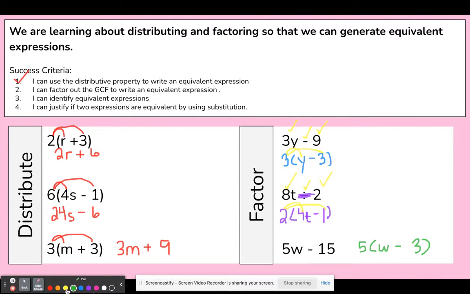Let's double check to make sure we didn't make a mistake. 5 times w gives me 5w. 5 times 3 gives me 15. Minus in the middle, minus in the middle. So what we just did is we factored out the greatest common factor to write an equivalent expression. Now, another thing that we're going to be able to figure out is whether two expressions are equivalent, and can you justify and explain if they're equivalent by using substitution? We will do that via whiteboard.